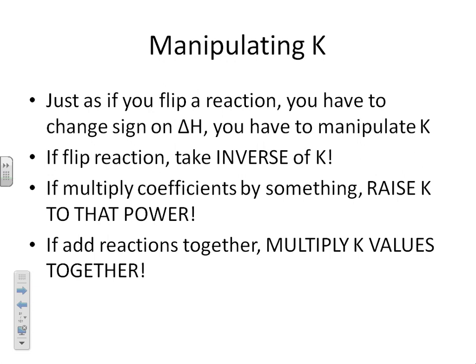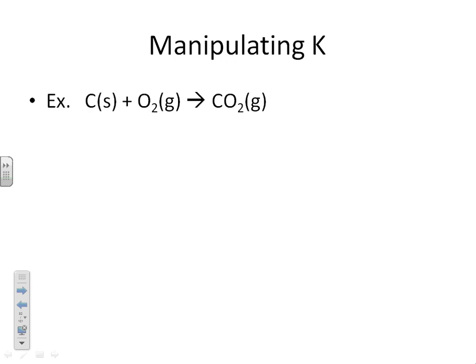So we don't really have sample problems for this, but I do have some things to show you what I'm talking about when I say flipping the reaction, multiplying coefficients, etc. So if we take this reaction as an example, carbon solid plus oxygen gas goes to CO2 gas. We write an equilibrium expression for this reaction, right? It's products over reactants raised to their coefficients. We're going to omit the solid carbon because it's inappropriate to talk about its concentration. It doesn't really have one. So the K expression would look like this.